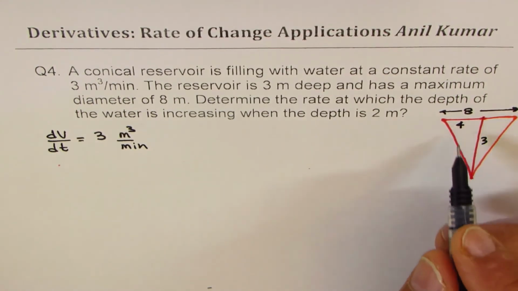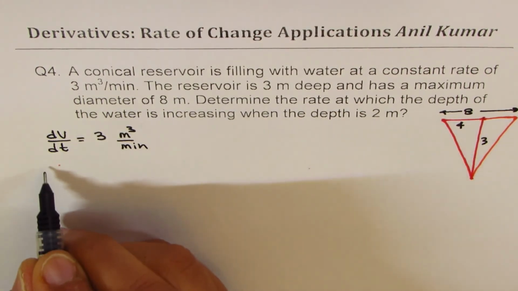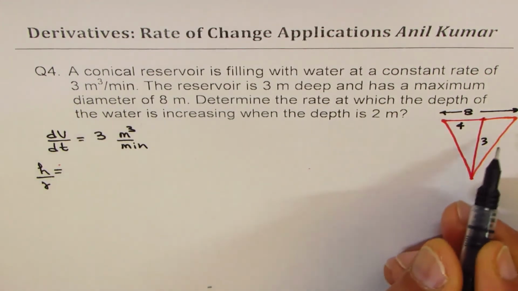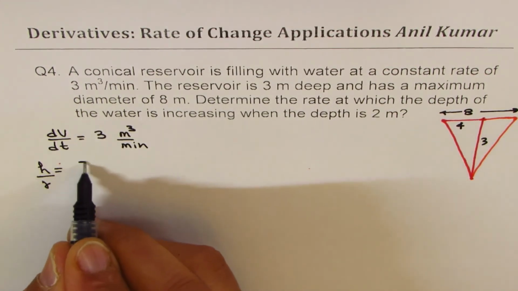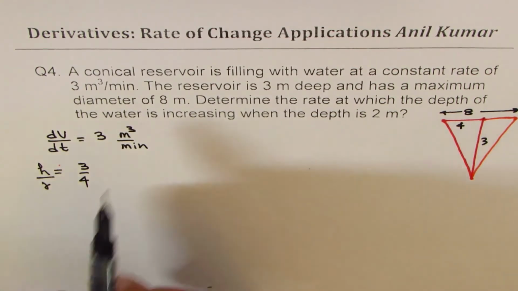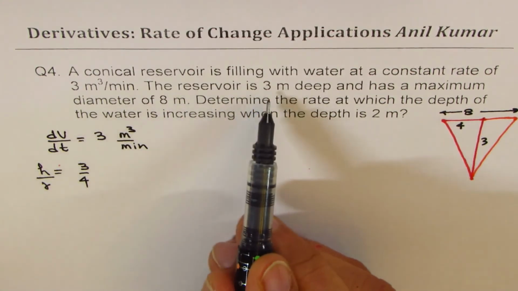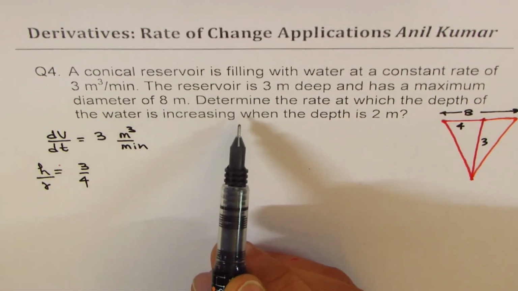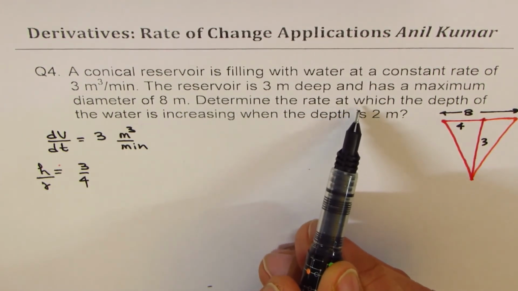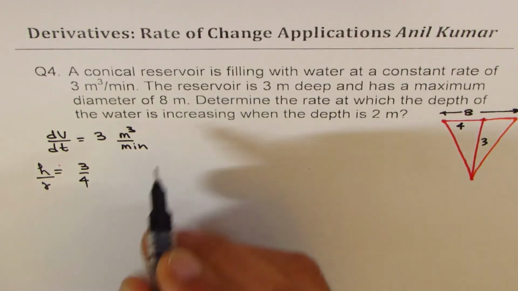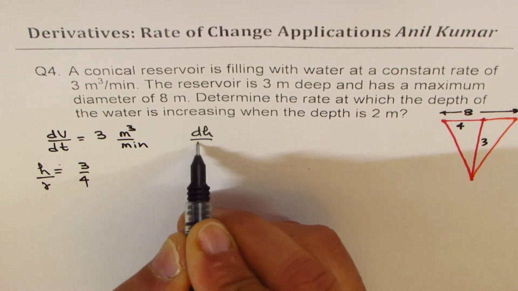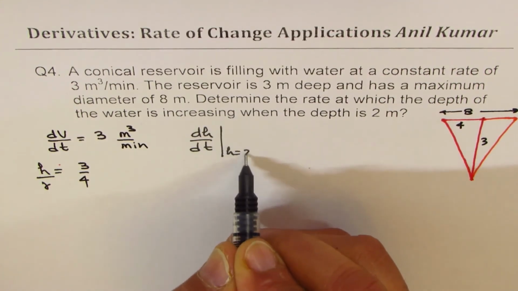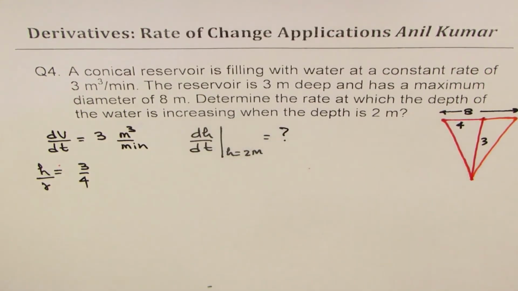So the ratio of, in this particular case, we say height over the radius is 3 over 4. That is how this statement is related. The reservoir is 3 meter deep and has maximum diameter of 8, means radius of 4. Determine the rate at which the depth of water is increasing. So we need to find dh/dt when the depth is 2 meters, when height equals 2 meters. This is what we have to find.